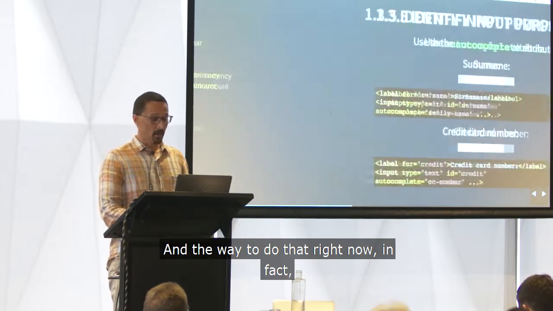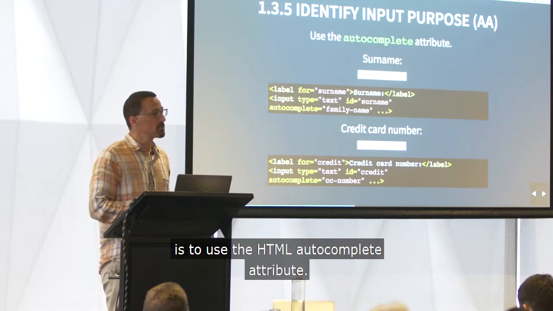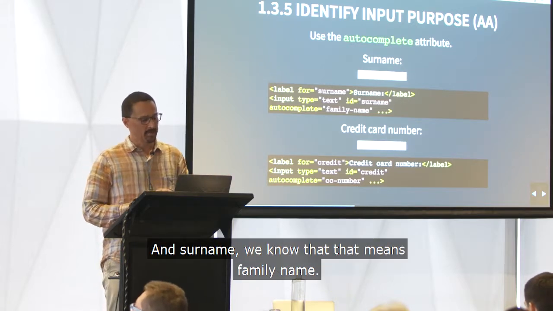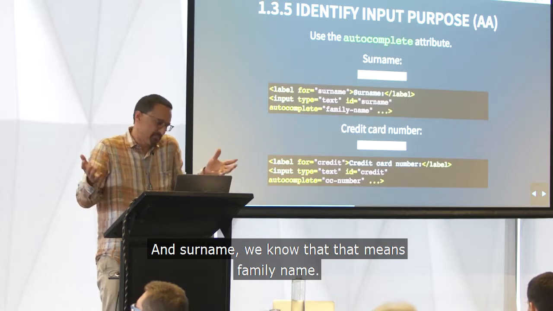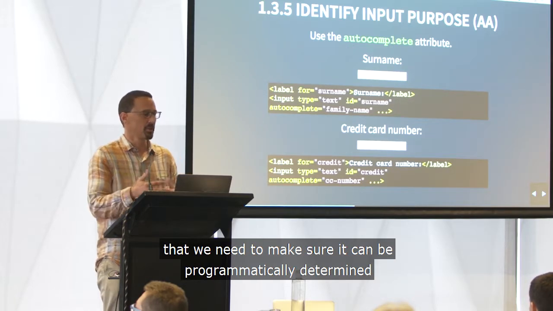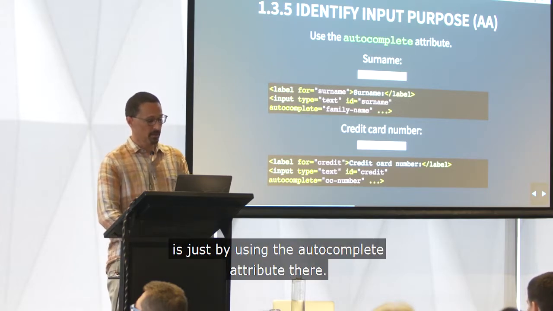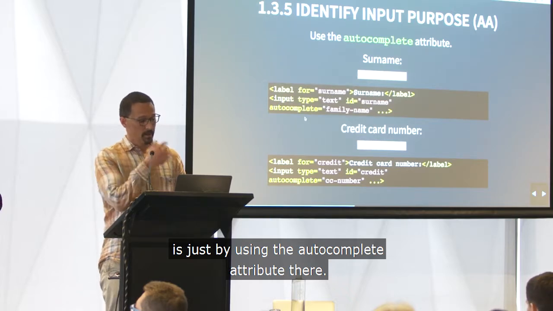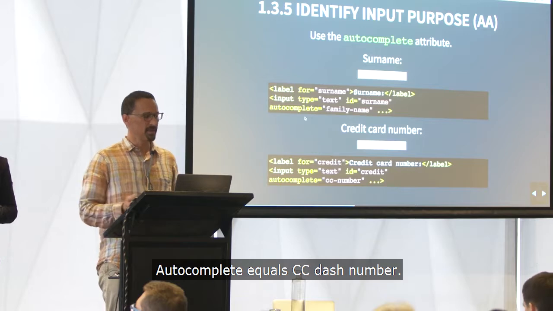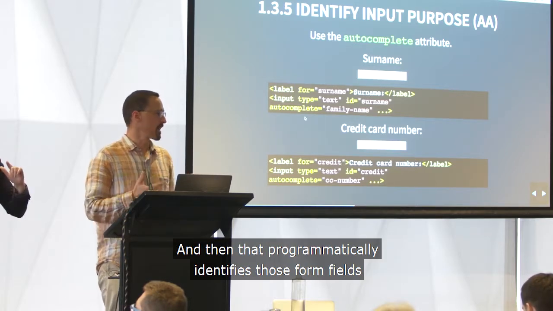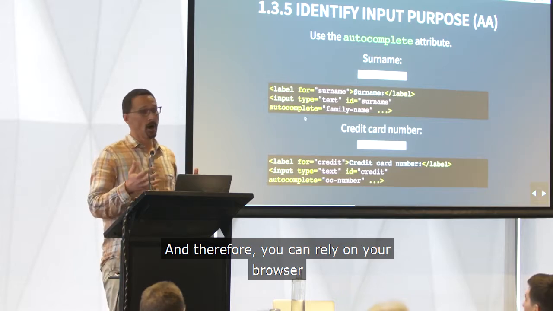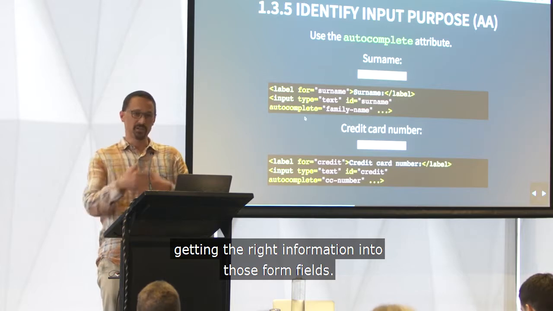that we all have. And the way to do that right now, in fact, basically the only way to do that right now, is to use the HTML autocomplete attribute. So here I have an example of two form fields. One has a label of surname, and surname, we know, means family name, but that's one of the types of personal information that we need to make sure can be programmatically determined when we have an input requesting that. And the way we do that is just by using the autocomplete attribute there. Autocomplete equals family-name. That's the token from that list of tokens. And then we have credit card number. You do the same thing. Autocomplete equals cc-number. And then that programmatically identifies those form fields as requesting those types of information, right? And therefore, you can rely on your browser getting the right information into those form fields.